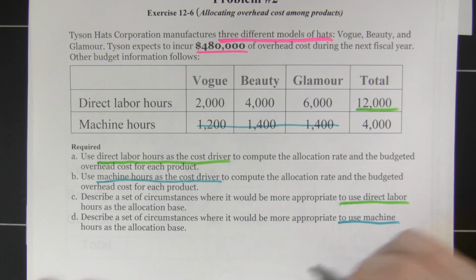Likewise, if it wasn't quite as labor intensive, but was usually machine intensive, where the machines were used constantly to make these hats, and if a machine was running, it was making a hat. In that case, then you would use machine hours. You use the driver that's most appropriate for the product that you're making.